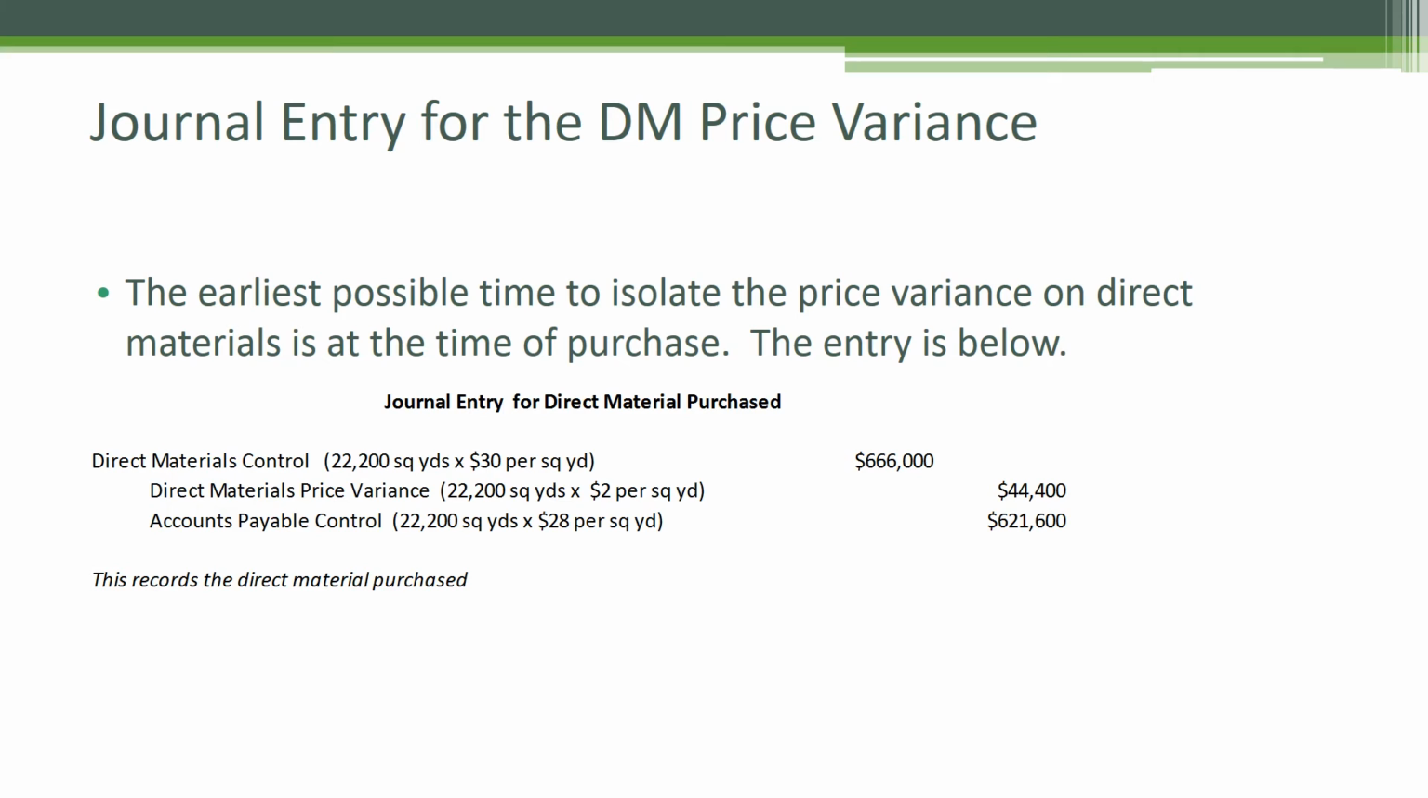Then we will credit our direct materials price variance. And we're doing a credit because if you remember, this was a favorable variance. We're using our 22,200 square yards times the difference between our budgeted price and our actual price of $2 per square yard, which gives us the $44,400. Then we will credit accounts payable control for $621,600, and this is the actual material purchased of 22,200 square yards times the actual price paid of $28 per square yard.